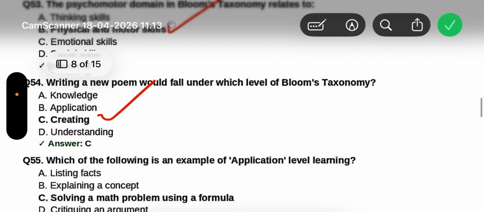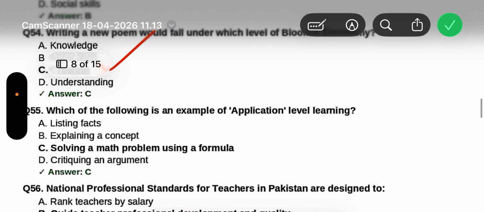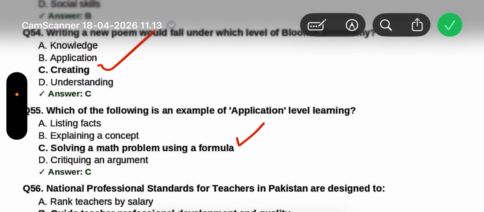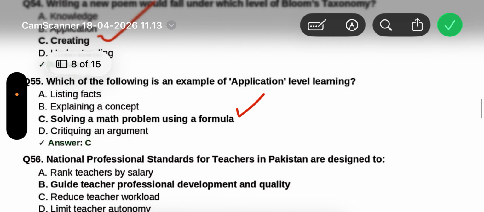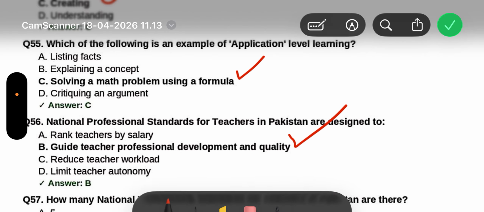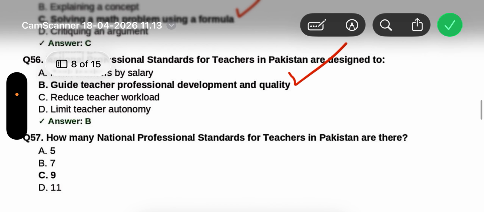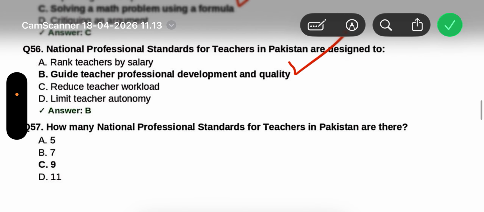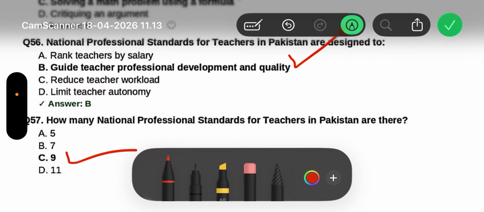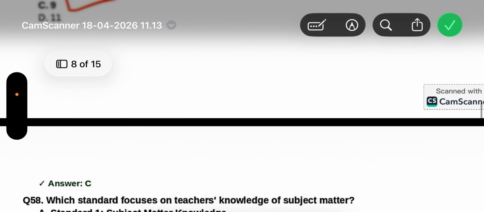Question number 55. Which of the following is an example of application level learning? So option C is correct. Solving a math problem using a formula is an application level learning. Question number 56. National professional standards for teachers in Pakistan are designed to guide teacher professional development and quality. Question number 57. How many national professional standards for teachers in Pakistan are there? There are 9 professional standards for teachers in Pakistan.